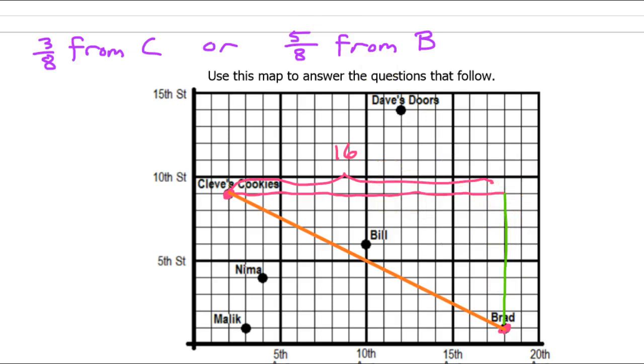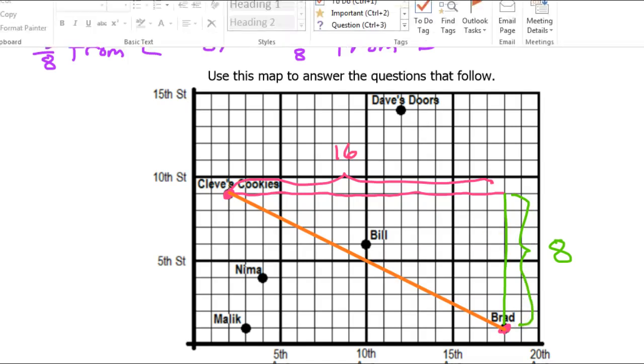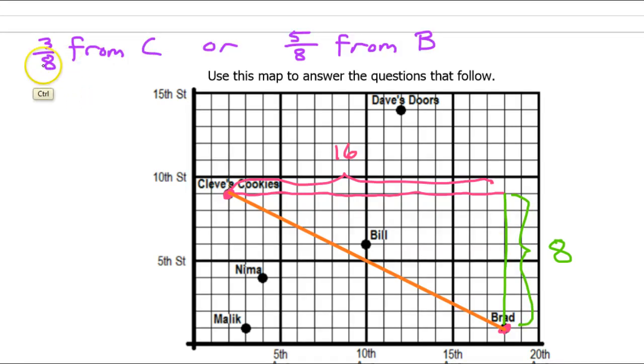Now, how about vertically? What do we have going on vertically? Let's see. I see 4 above and 4 below this line. So that's going to be a total of 8. All right, so I have a vertical distance of 8. Okay, so now I'm going to use the fact that I want to go 3/8. I'm going to go ahead and use 3/8 of the way from C. All right, I'm going to do both measurements from C.